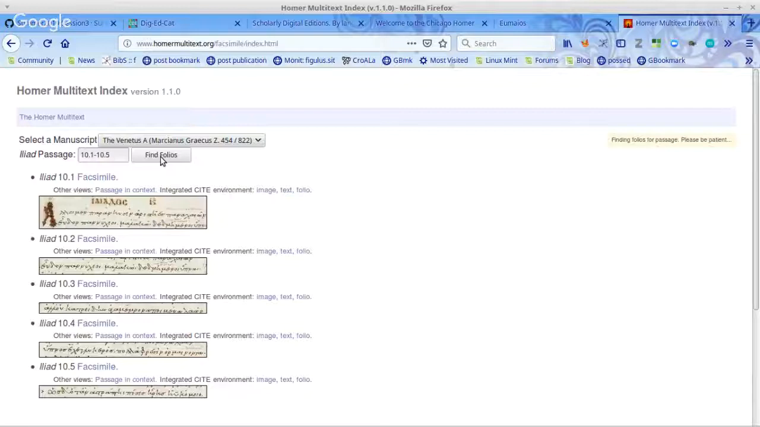So we don't see the text immediately. What we see is a page from a very individual manuscript. But we also see something else, and you will notice that it offers us other views. It says you can look at the passage in context, but you can also look at some combination of image, text, and folio.